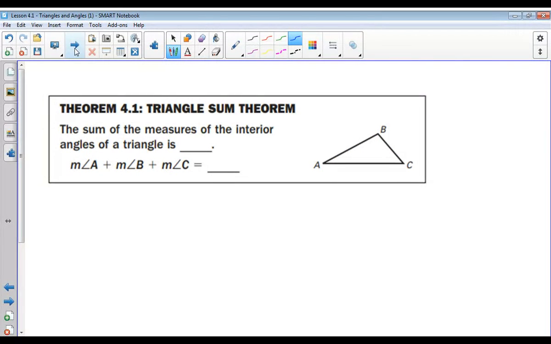All right, another important theorem for us to remember as we come across triangles, and I think you guys know this, and I said this earlier too: the sum of the measures of the interior angles of a triangle is always 180 degrees. So if you add up the measure of angle A, the measure of angle B, and the measure of angle C, it's going to equal 180 degrees.